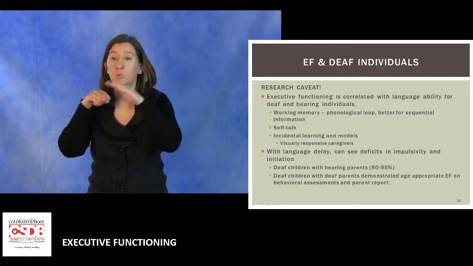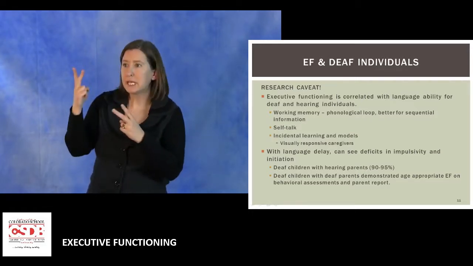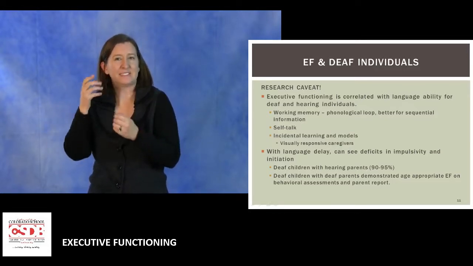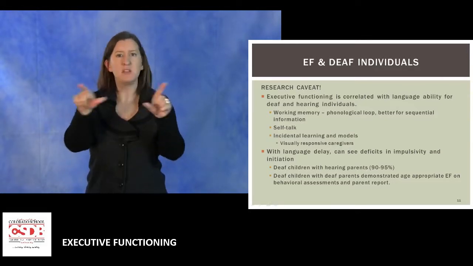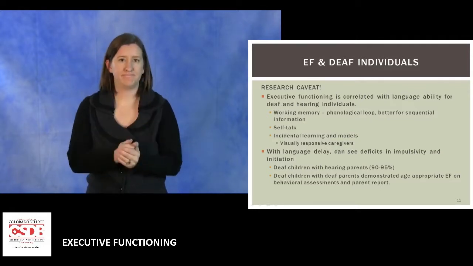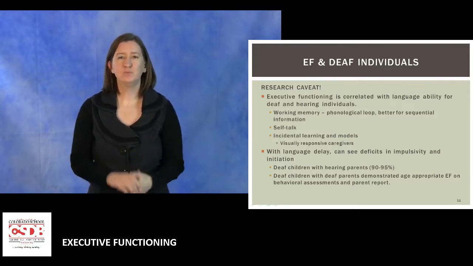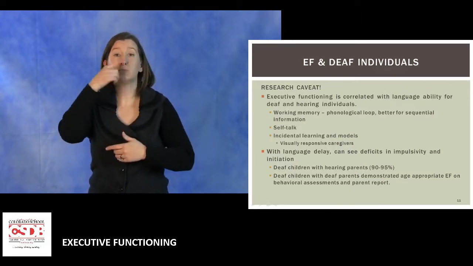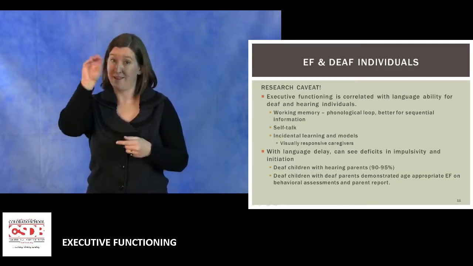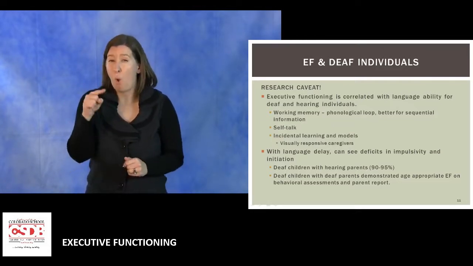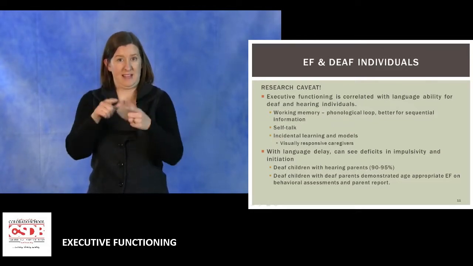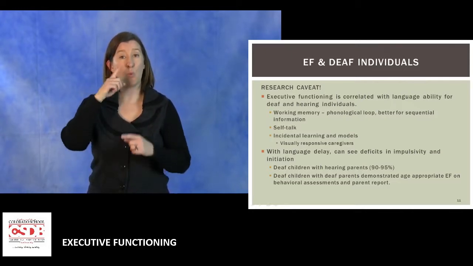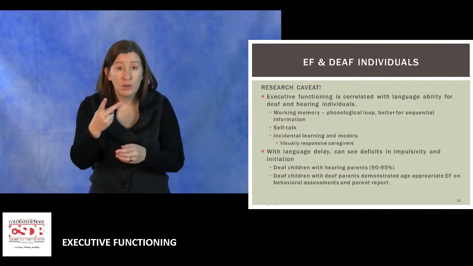And that doesn't apply to deaf children with deaf parents, because they do have language from birth. They have access to, they see their parents signing out loud. So that would also develop into an EF skill. So that would help them with language. We know that deaf children that are born to hearing parents, that's about 90 to 95%. And only 5 to 10% have that language acquisition from birth.